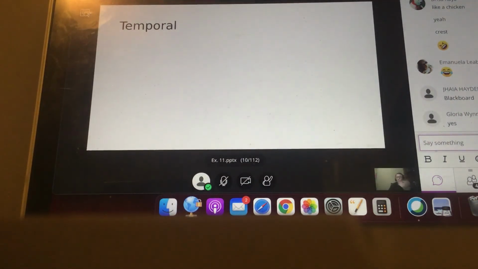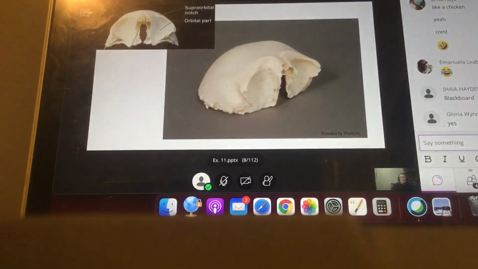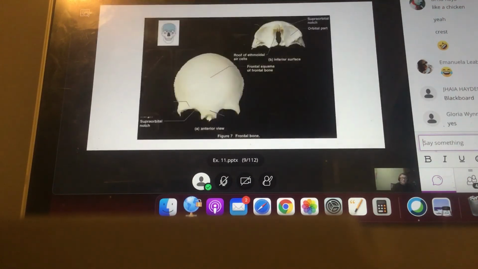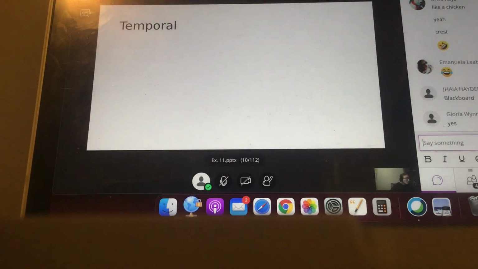Now, that was your frontal. Could we ask for the frontal bone? Possibly. But I think what we would do here is just the supra-orbital notch or foramen, whichever one you want to say. All right. Now, the next one, temporal.